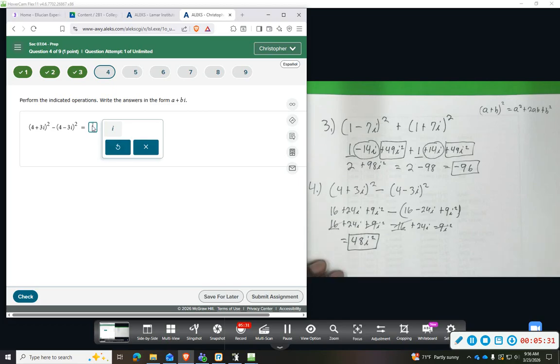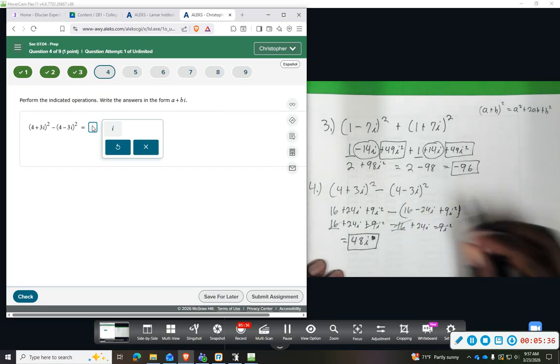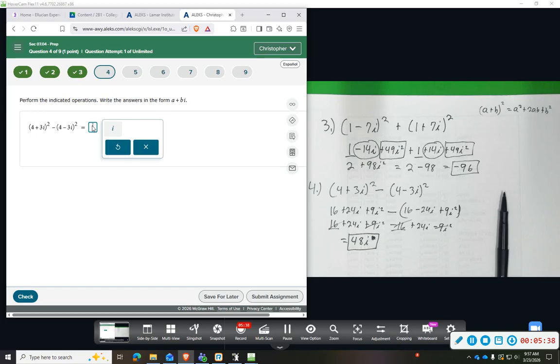I said i squared. I don't know why I said i squared. Just 48i. You just add those. We do not need a square. Just 48i.